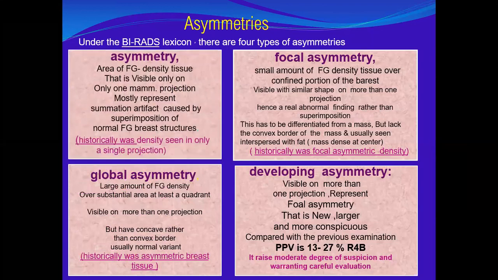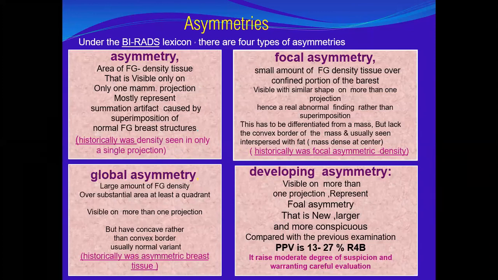While asymmetry is an area of fibroglandular density tissue visible in a single projection. Only one mammographic projection mostly represents a summation artifact caused by superimposition of normal fibroglandular breast structures, and historically was called density seen in only a single projection. So if you notice, this was called density, and focal asymmetry was called asymmetric density, and global asymmetry was called asymmetric breast tissue.